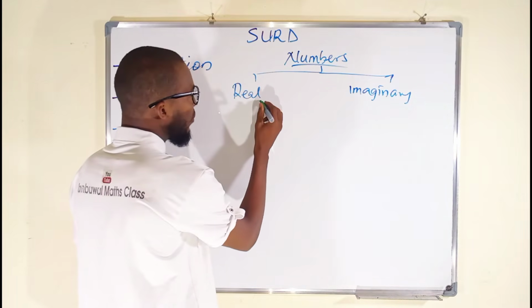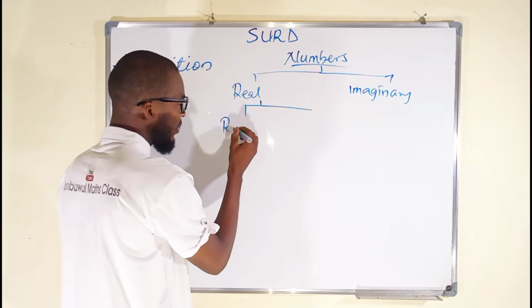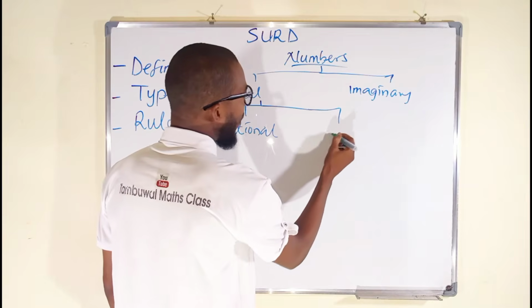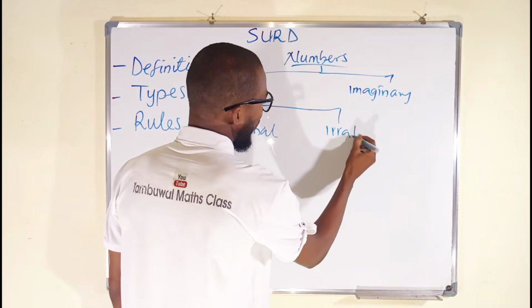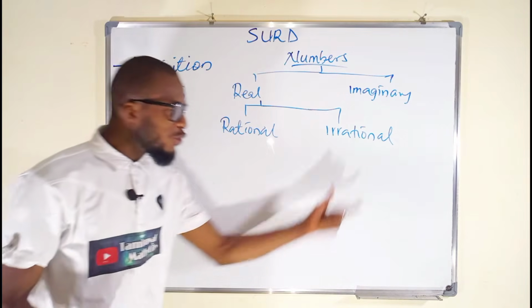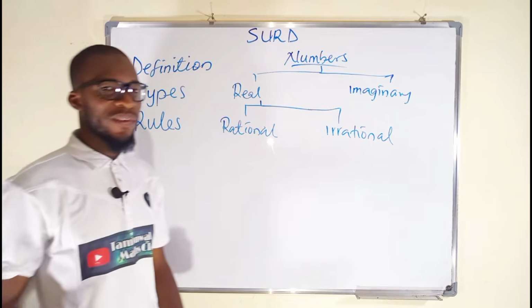These real numbers, we say they are categorized into two also. We have rational and we have the irrational numbers. Our SURD falls under here. But let us talk about rational numbers first.